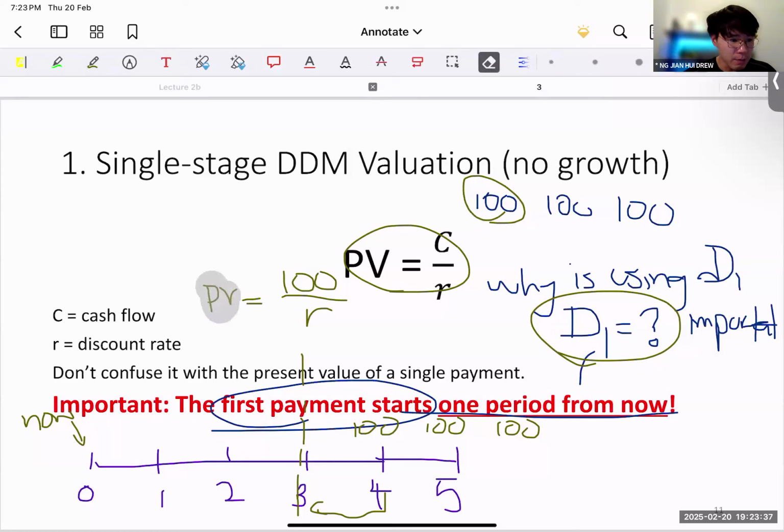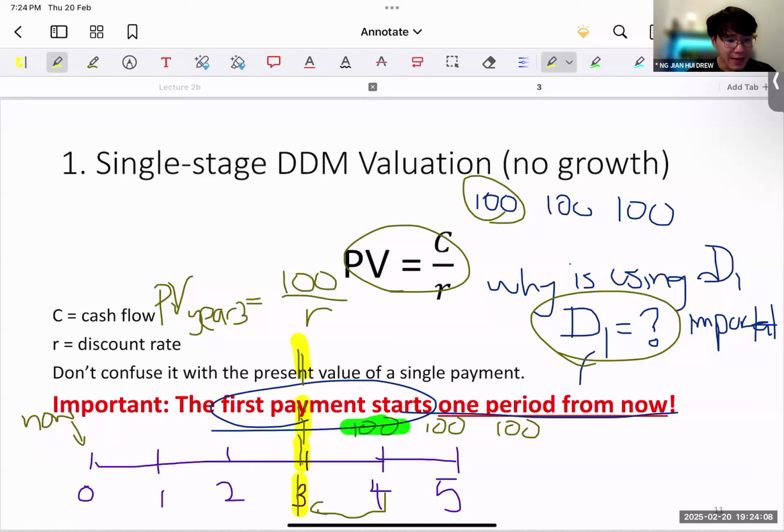Let me be a bit more accurate. I want to say present value in year three. So this 100 divided by R is in year three. This is why it's important, because the D1, which is this one, I'm just going to use a highlight, D1 here is in year four. And to use this formula means that you are taking the point at year three.